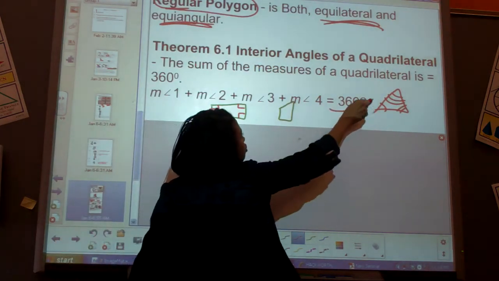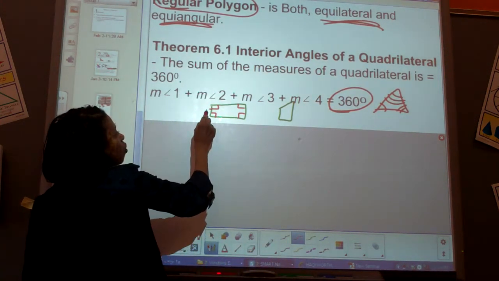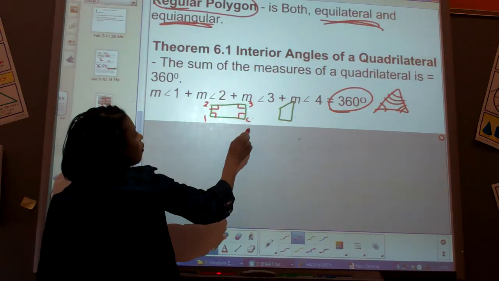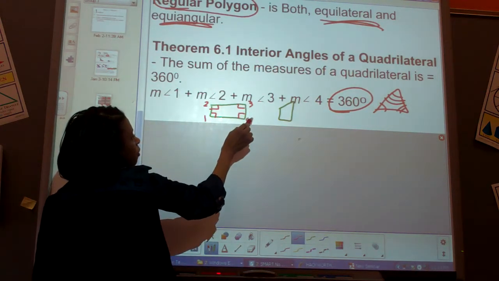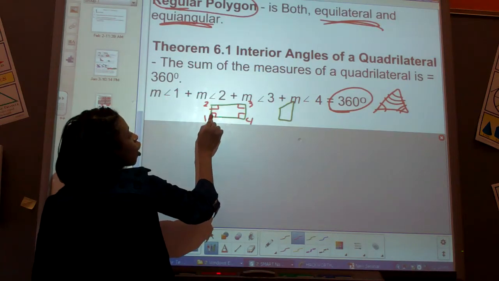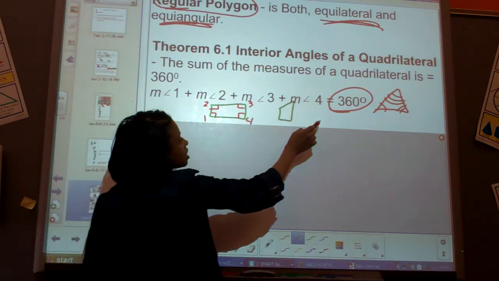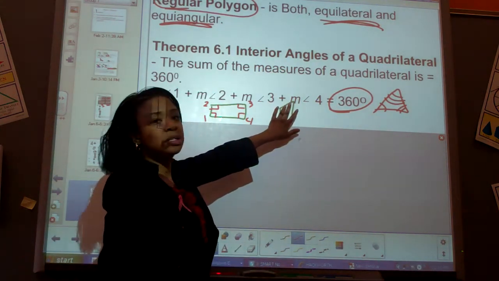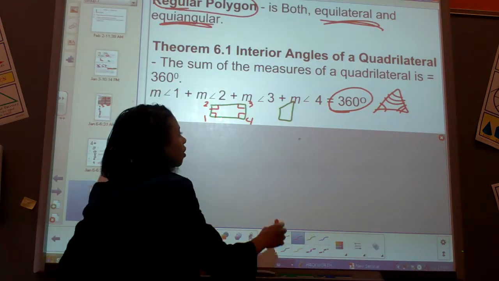must equal 360 degrees. So if this is angle 1, that's 2, 3, 4. Angle 1 plus angle 2 plus angle 3 plus angle 4. All 4 of these interior angles must equal 360 degrees. It doesn't matter if it's an odd-shaped quadrilateral.